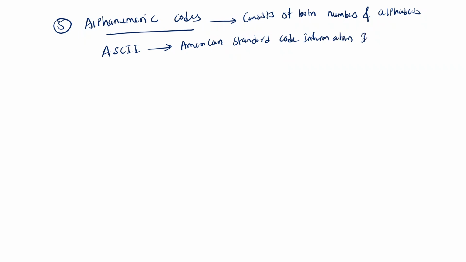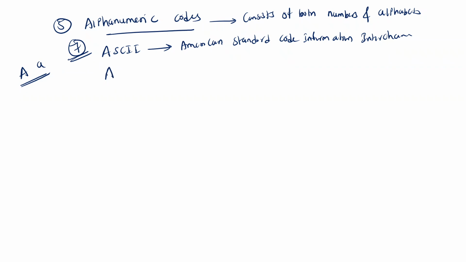Information interchange. So that means ASCII code is 7-bit in size. In a laptop or desktop, you have keys, no? Capital letters and small letters. Each and every letter, special symbol, and special character has a specific ASCII code.